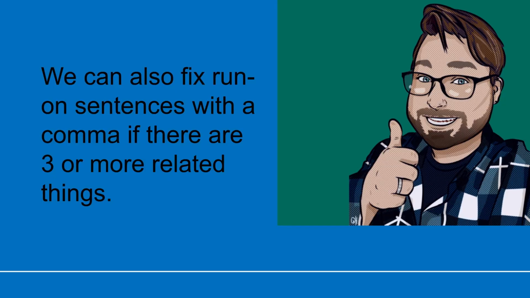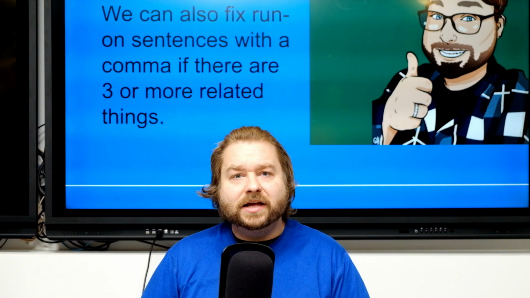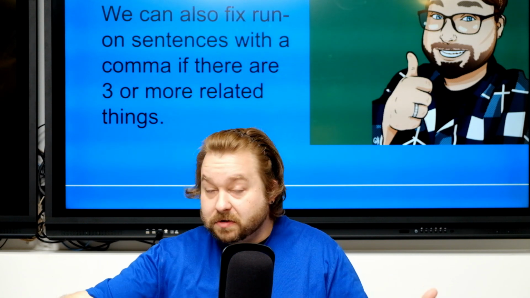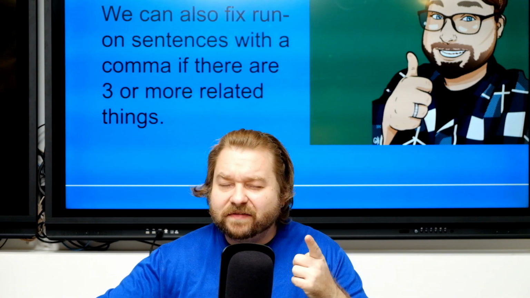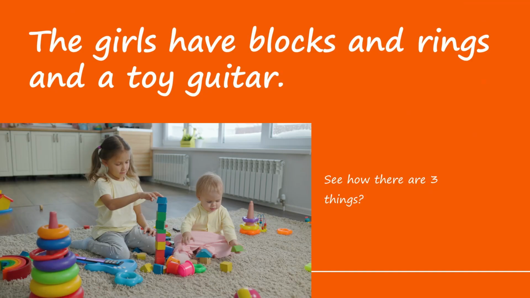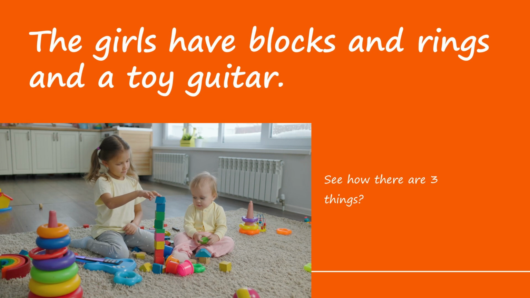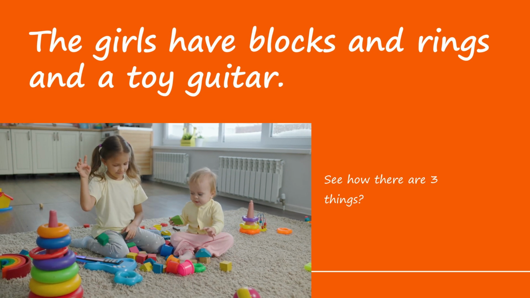Now, how about the third way? We can also fix a run-on sentence with a comma if there are three or more related things. Yeah, kind of like a shopping list or any list for that matter. We just kind of have it listed, but we have to do it the right way. Here's an example. The girls have blocks and rings and a toy guitar. Okay. See, look, they've got three different things, but they're playing with them. They're all related. They all go together. They're all in the toy room, right?